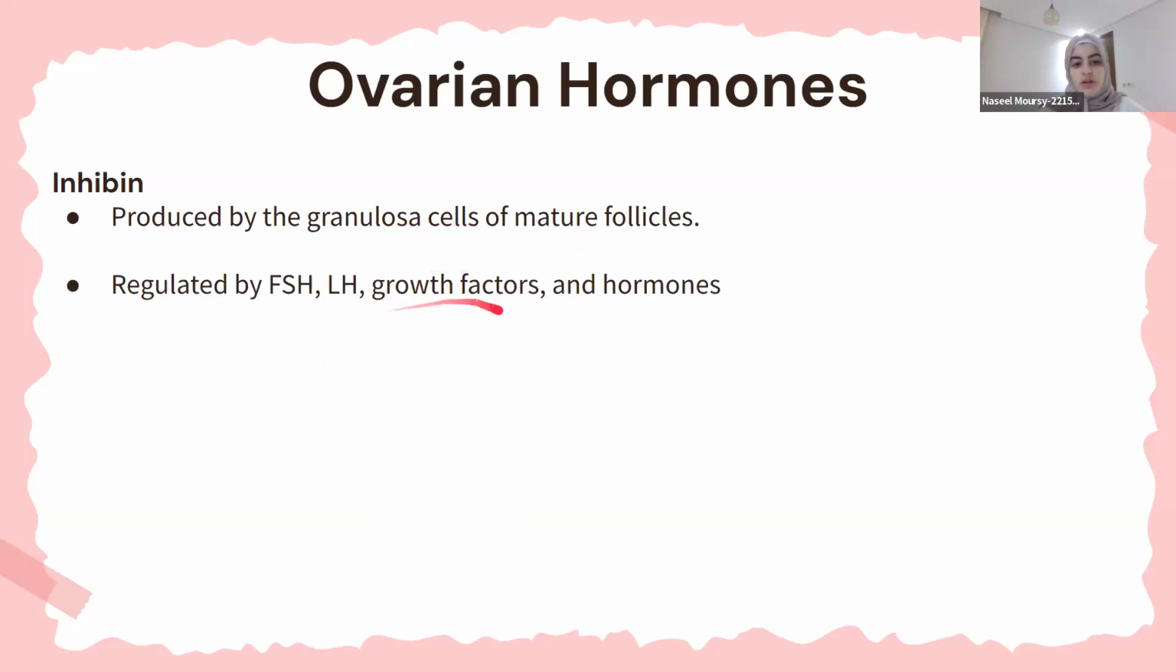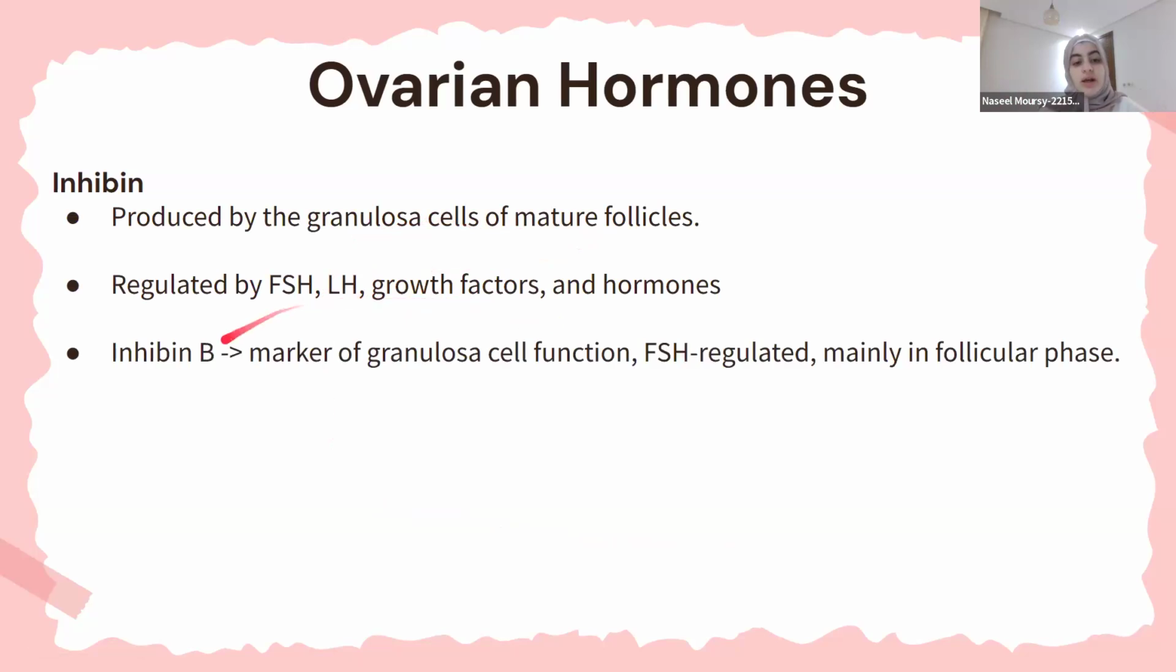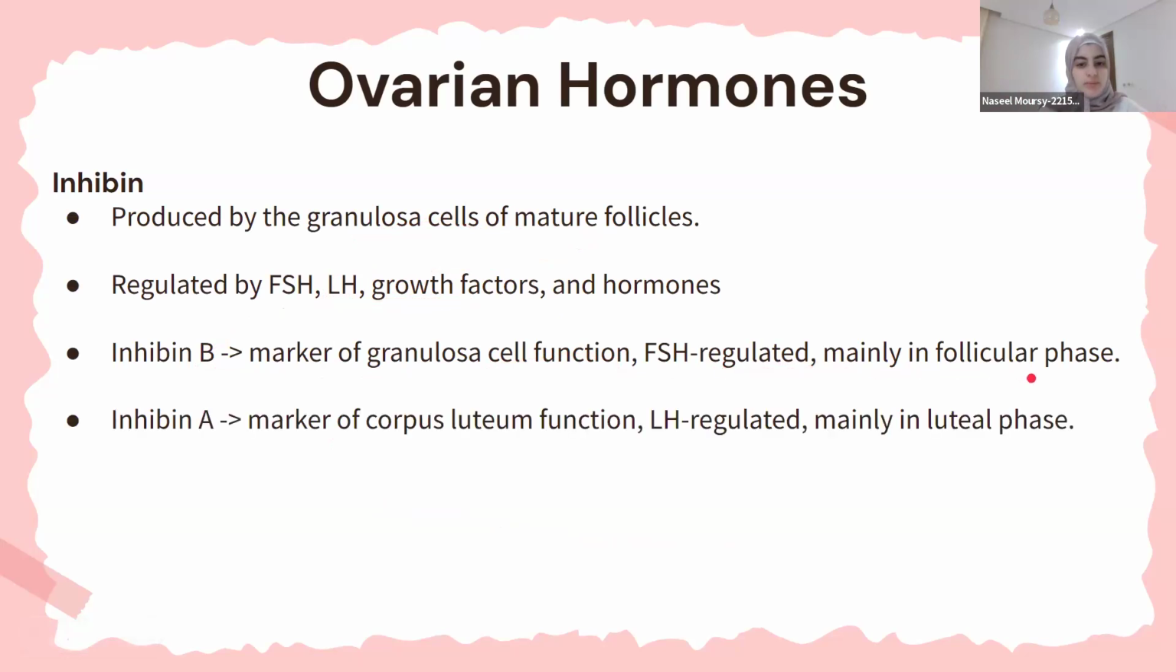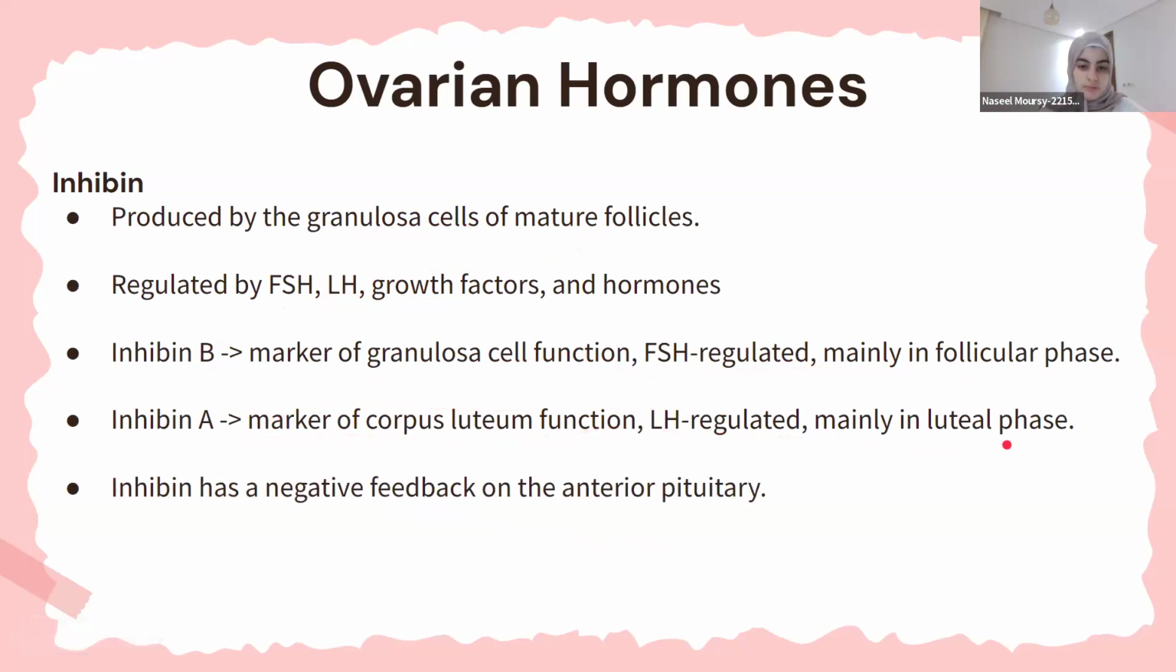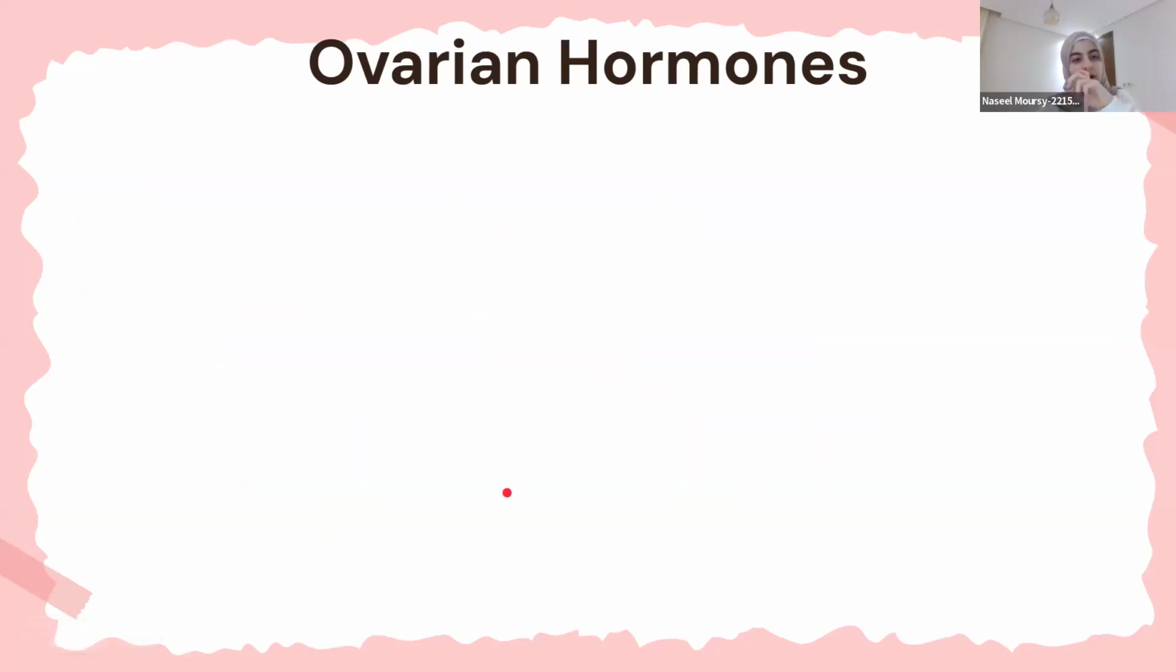It's regulated by FSH, LH, growth factor hormones, not important. Inhibin B, this is important. It's a marker of granulosa cell function. It's FSH regulated and seen mainly in the follicular phase. While inhibin A is a marker of the corpus luteum, it's LH regulated and seen mainly in the luteal phase. Now we said it has a negative feedback on the anterior pituitary. Last two hormones we have are activin and the activin binding protein, prolactin. Activin, from the name, activates the granulosa cells and promotes the proliferation and so on.